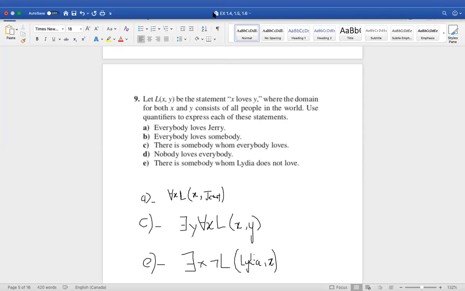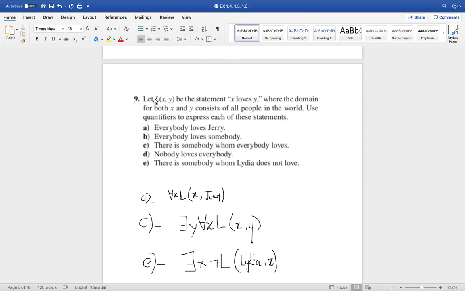Okay, so here we have this statement, this propositional function L(x, y) be the statement x loves y, where the domain for both x and y consists of all people in the world. Use quantifiers to express each of the statements. So we are given the English statement. Now we have to do the opposite. We have to basically construct the quantifiers to express these statements.